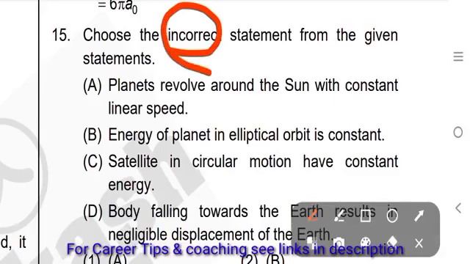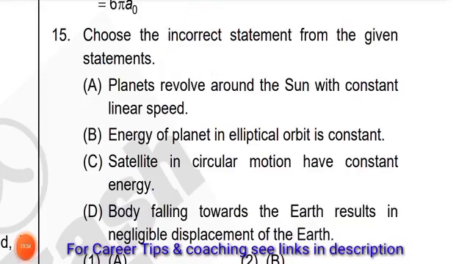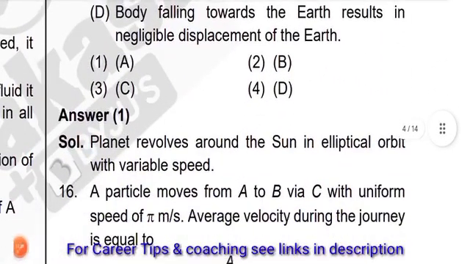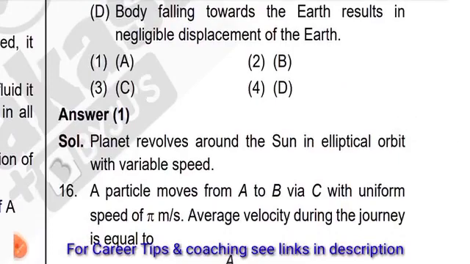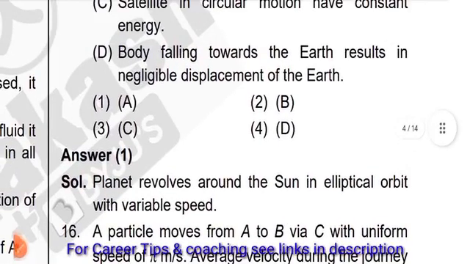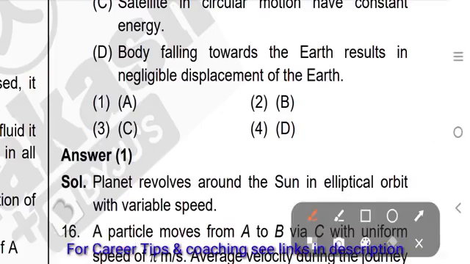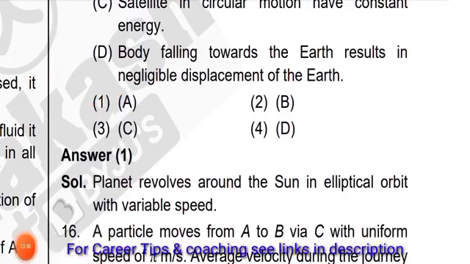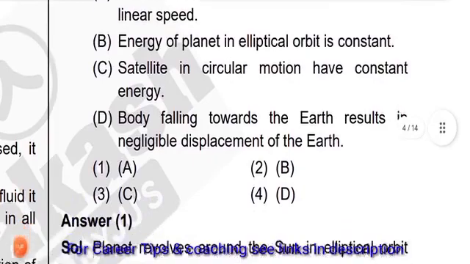Planets revolve around the sun with constant linear speed, and the energy of the planet in elliptical orbit is constant. A satellite in circular motion has a constant energy. A body falling towards the earth results in negligible displacement of the earth. So you need to find the wrong one. As you say, the planets revolve around the sun in elliptical orbit basically with a variable speed, right? So it is not a constant speed. So option 1 is wrong, that means incorrect, and the remaining 3 are correct.